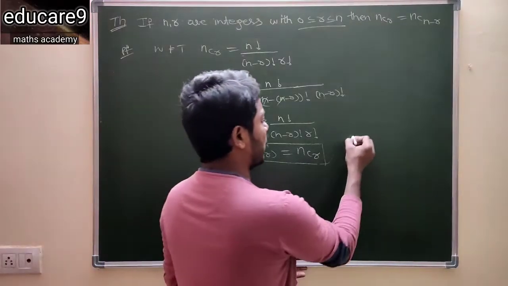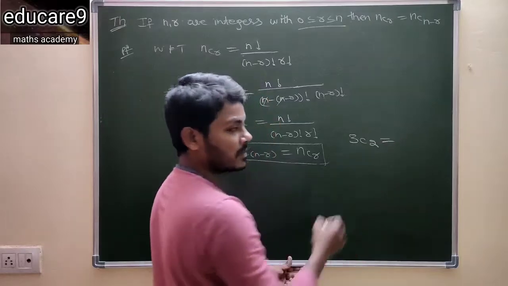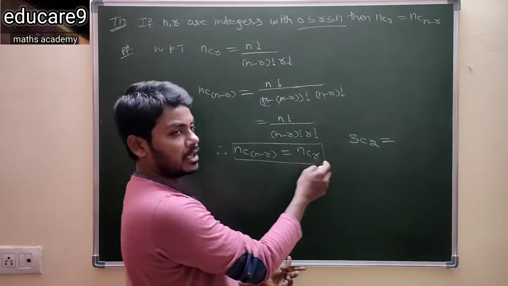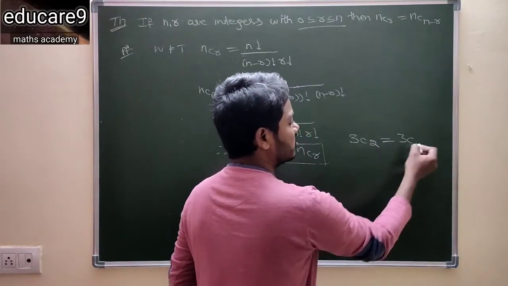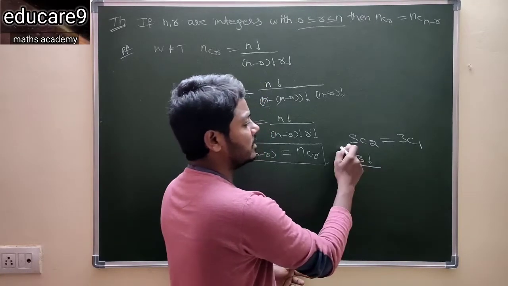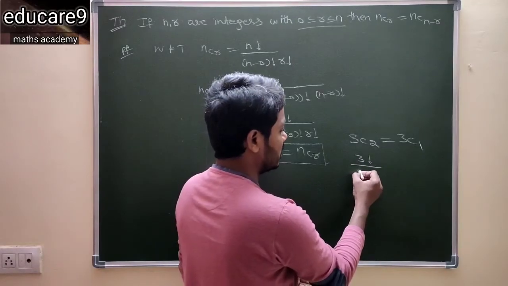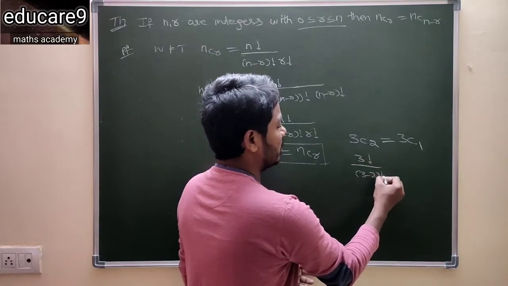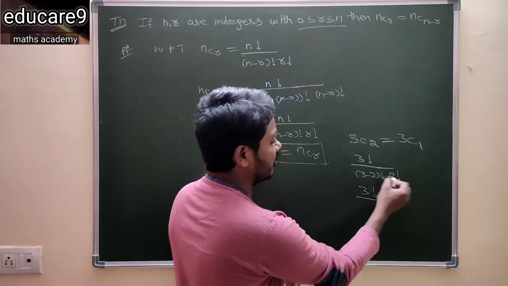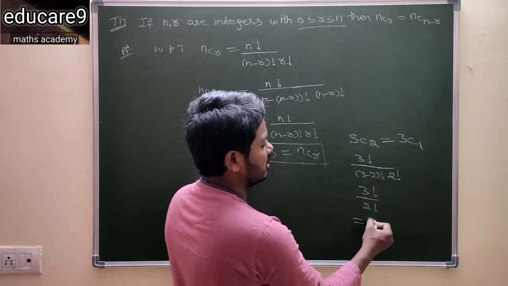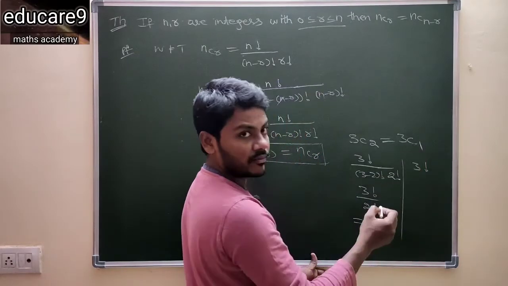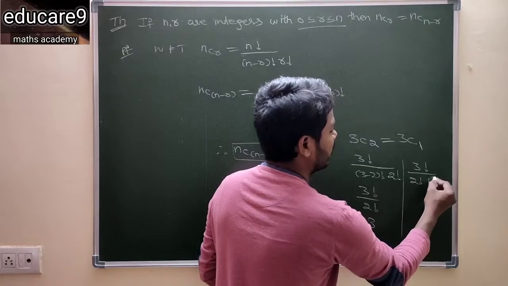For example, 3C2. Apply this formula: 3C2 can be written as 3C(n minus r), that is 3C(3 minus 2), which is 3C1. How to write 3C2? 3 factorial by (3 minus 2) factorial into 2 factorial. Simply this is 3 factorial by 1 factorial into 2 factorial, so this value is 3. And 3C1 is 3 factorial by (3 minus 1) factorial, that is 2 factorial into 1 factorial. Again this is 3.